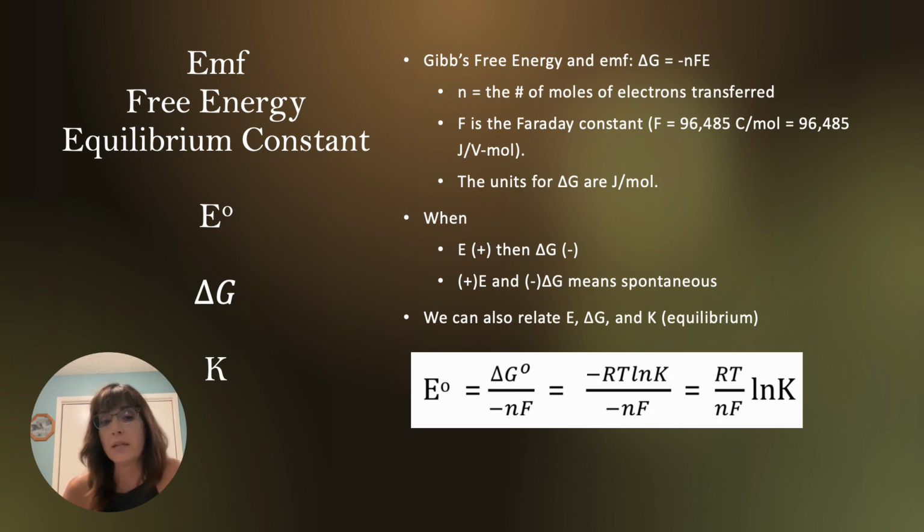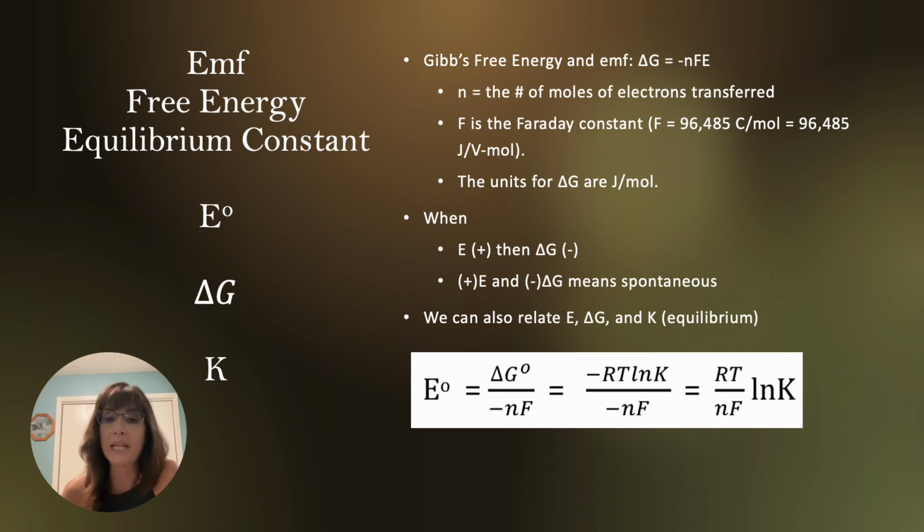Remember that the units on delta G are joules per mole. Normally delta G is calculated in kilojoules per mole, but when you do this equation, you do get joules. So pay attention. The book might ask you to convert to kilojoules. Well, when E is positive, we know that's a spontaneous reaction. So delta G is negative, because remember, negative delta G is spontaneous. So when both E is positive and delta G is negative, spontaneous.